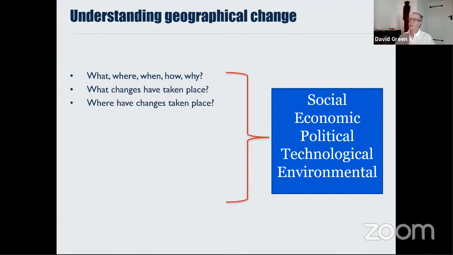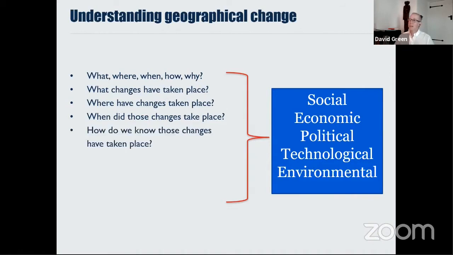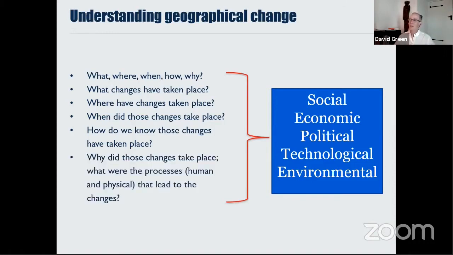So what changes have taken place? Where have they taken place? When did they take place? As a historical geographer, I'm particularly interested in that. How do we know that they've actually taken place? So you have to measure change over time. So you need some sort of time series. And why did they take place? That's the explanatory side of it. So I start from a very basic set of questions, and at that stage you start to look for the data.